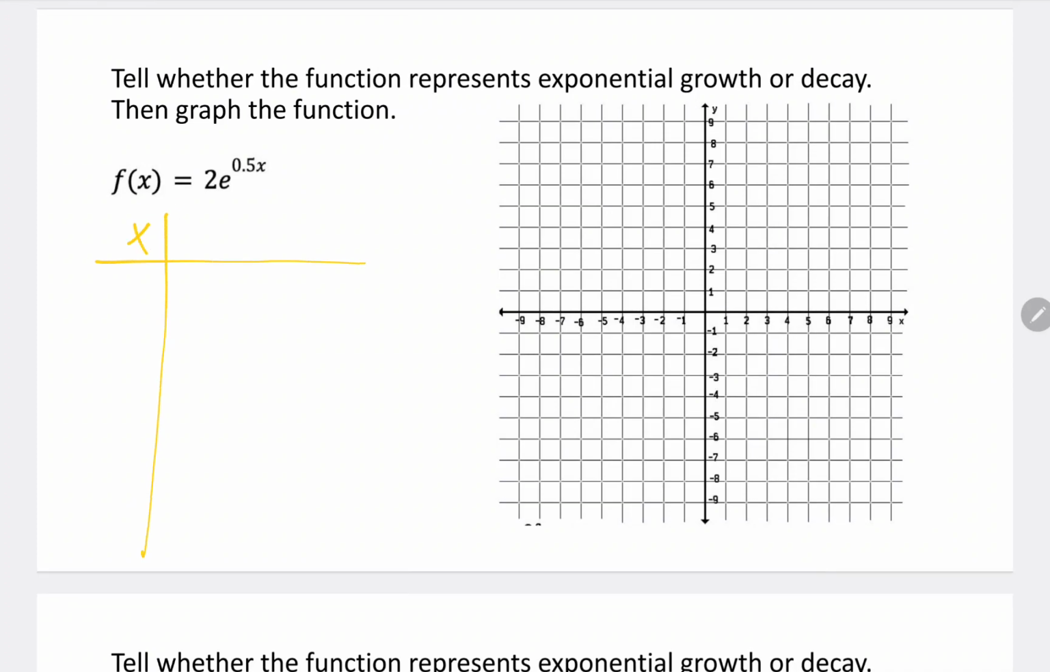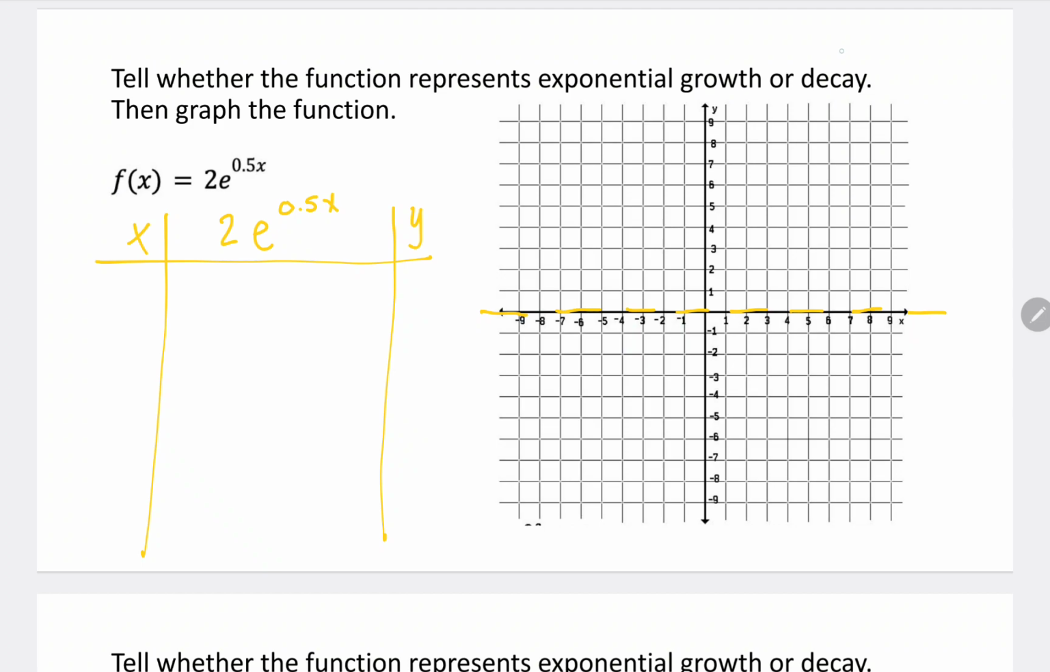This one is also going to be exponential growth because our base is bigger than 1 and there are no reflections going on. Because we are not moving the graph up or down, there's no plus or minus. That would be the transformation that moves the graph up or down. Our asymptote is going to remain at the x-axis, or y equals 0.